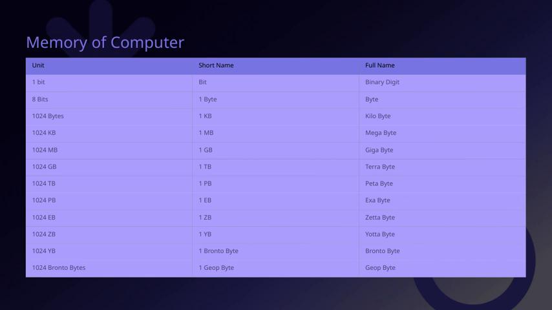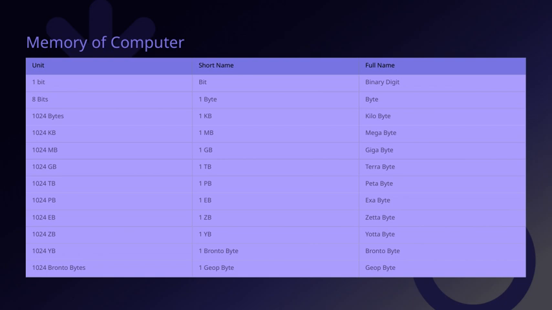From there, the units increase in size by powers of 1024. For example, 1024 bytes equal 1 kilobyte, often abbreviated as KB. Continuing this pattern, 1024 KB makes up 1 megabyte, or MB, which is commonly used to describe file sizes or memory capacity. Then, 1024 MB equals 1 gigabyte, or GB. Think of this as the standard measure for modern storage devices like hard drives and SSDs.